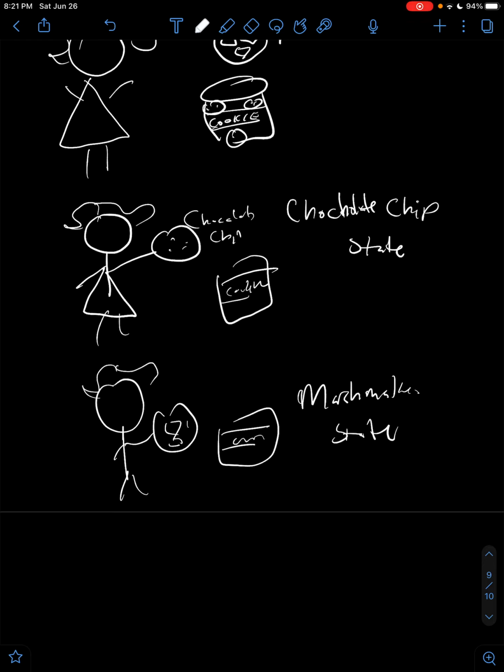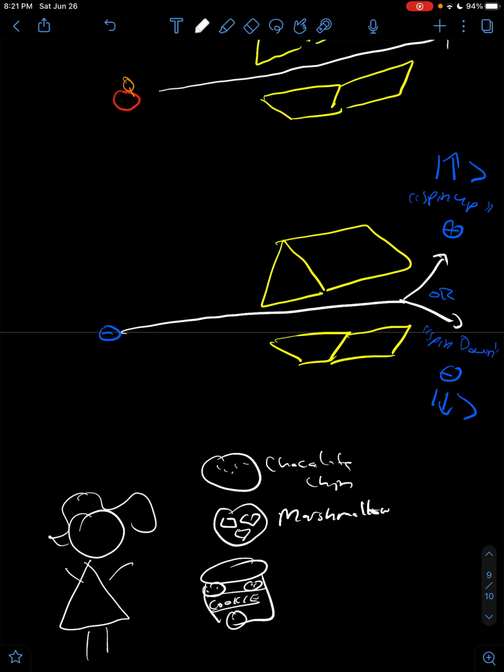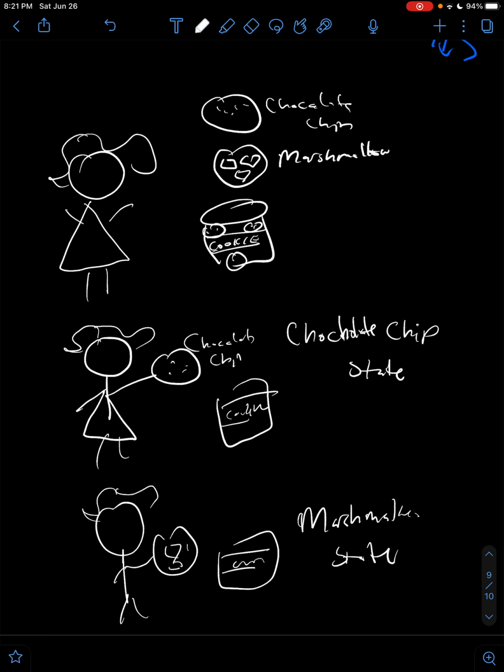I guess that's a better analogy. But yeah, she either chooses chocolate chip or marshmallow. If she chooses chocolate chip, she's in that state. If she chooses marshmallow, she's in the marshmallow state. This is a direct analogy to spin. If the electron goes up, it's in the spin up state. If it goes down, it's in the spin down state. The spin up and spin down states are just labels we use to describe if it goes in the up direction or down. Why does it go up and down? We don't know. Like, why does Sally even choose cookies? We don't know, but we know that she just does that.